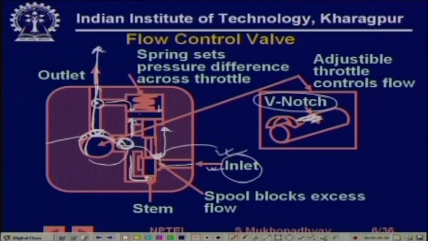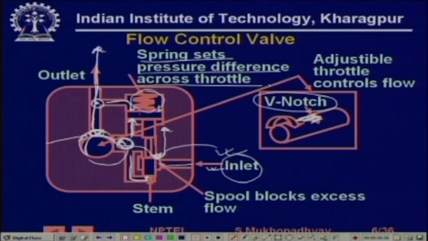Because there is an upward pressure here, there is a downward pressure here, and there is a spring force which is downward. So the difference between this pressure and this pressure in any steady state is always going to be equal to the spring force. Therefore, the spring sets the pressure difference across the throttle.